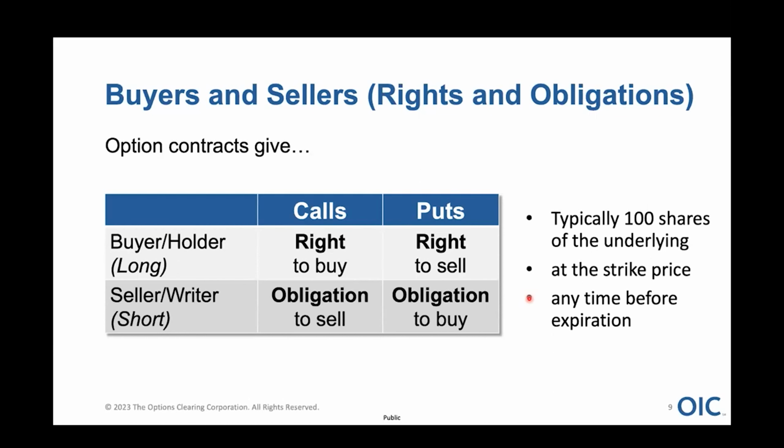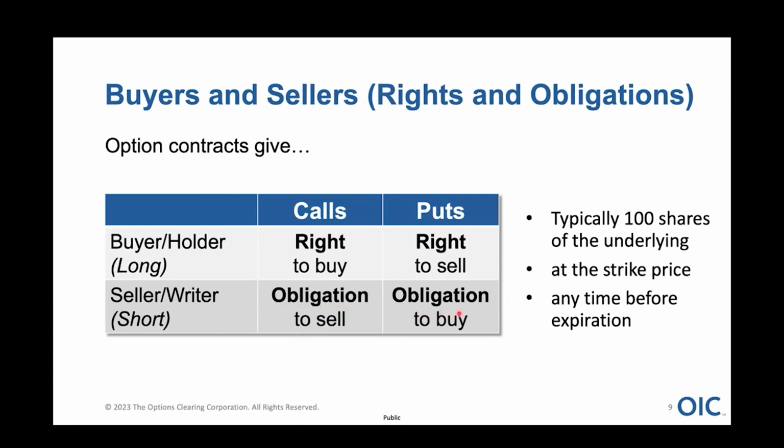Now, remember that for every buyer, there's a seller, and for every seller, there's a buyer. So if somebody buys a call, somebody else has to sell a call. The seller, in this case, doesn't have any rights, but they have obligations. Somebody who sells a call would be obligated to sell those 100 shares on or before expiration at their strike price. And in return for this obligation, they take in a certain amount of premium. That's theirs to keep regardless of what happens. But just know that, once again, buyers have rights and sellers have obligations.